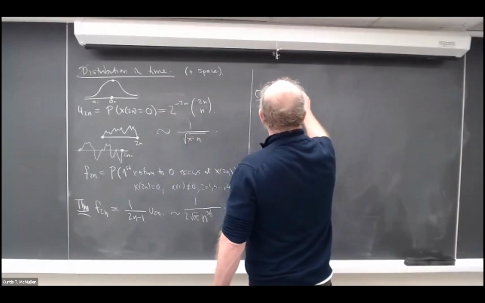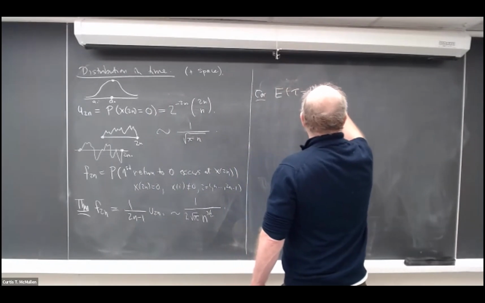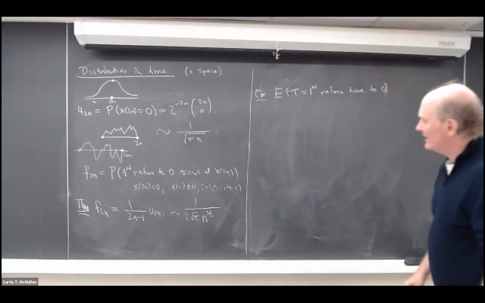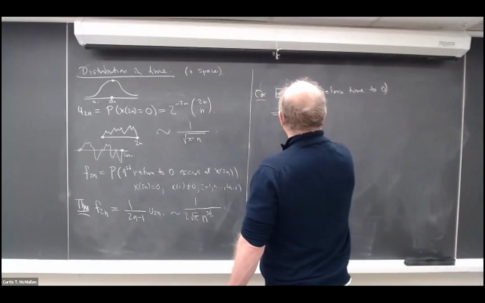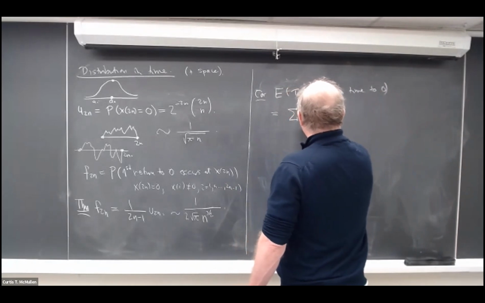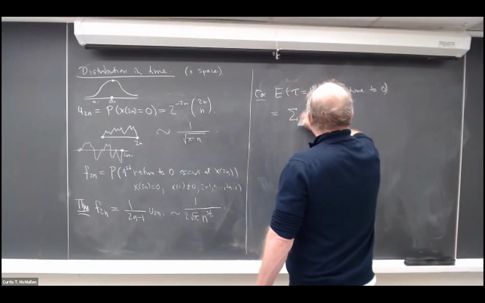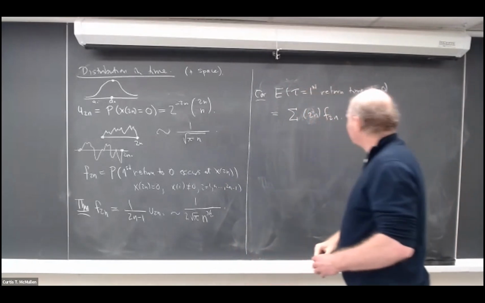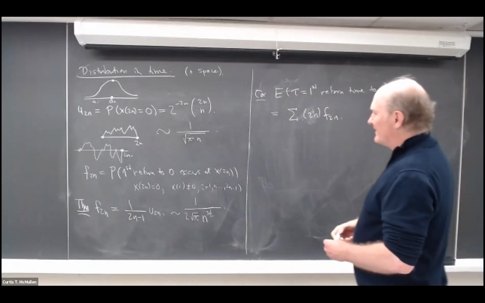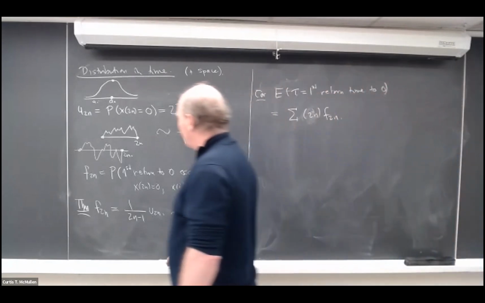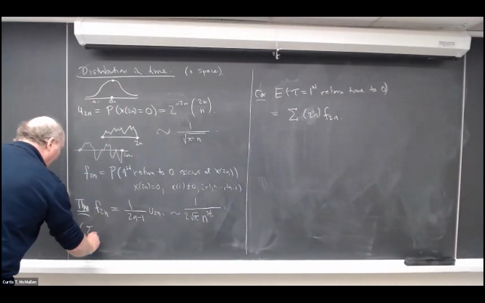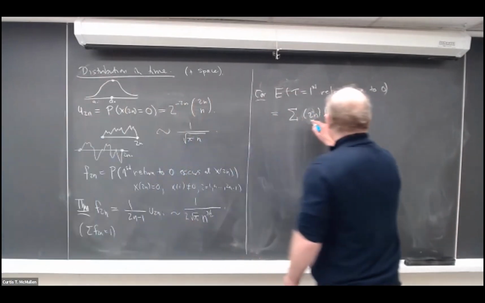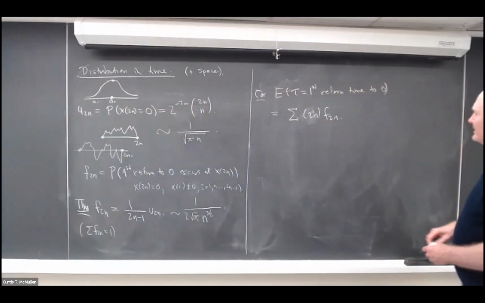And so as a corollary, the expected value of tau, which is the first return time to 0, is given exactly by the sum over n of the probability that we first return at time 2n times the number 2n, so 2n F2n. We eventually return, by the way, so the sum of the F2n's is equal to 1. And this just integrates the return time against that probability distribution.